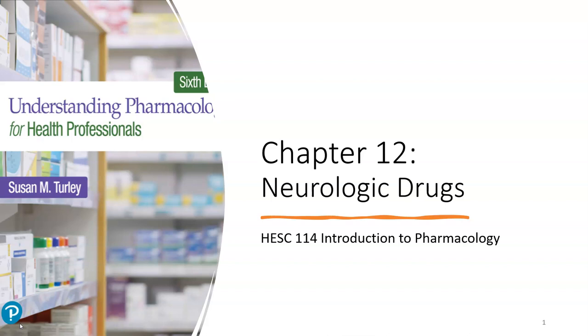The function of the nervous system is to receive, process, and interpret sensory information from the body and the environment, and it sends motor commands to the muscles. Neurologic drugs are used to treat diseases of the brain and the nerves.